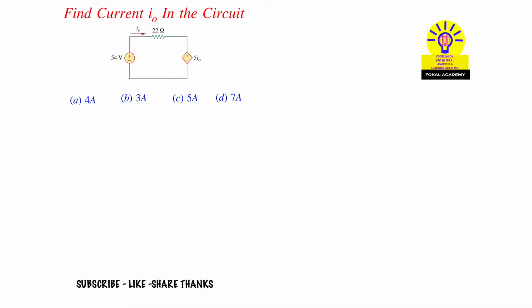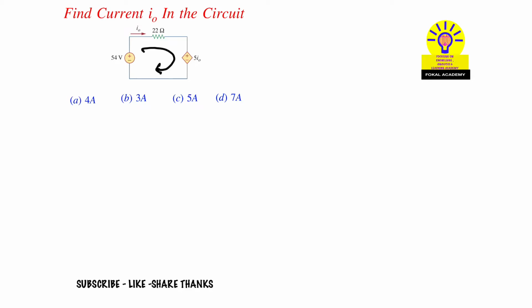In the circuit, how can you find the current I0 value? In the given circuit, a 50 volt voltage source is there, a 22 ohm resistor is there, and a 5 I0 dependent voltage source is there. Then how can you find the current I0 value? This is the current I0 direction given.